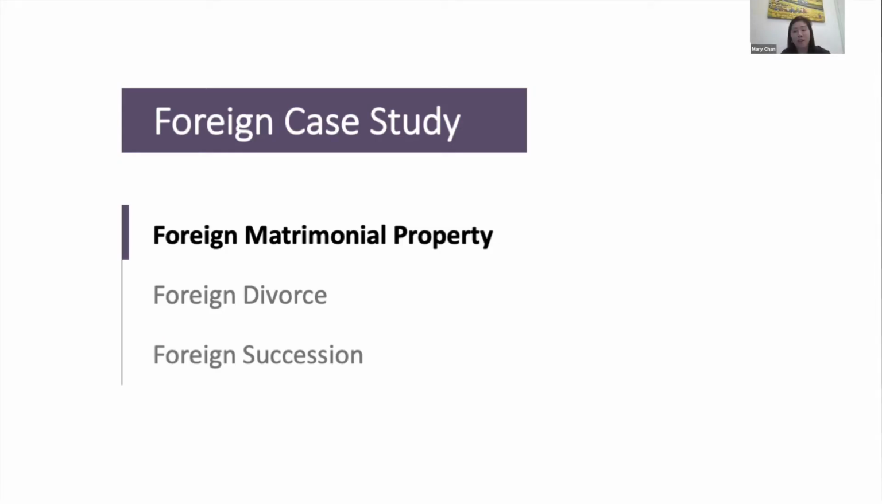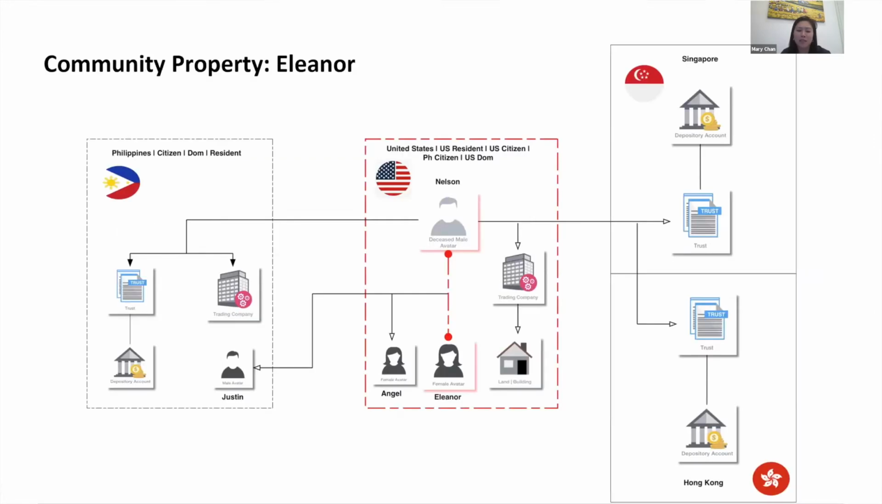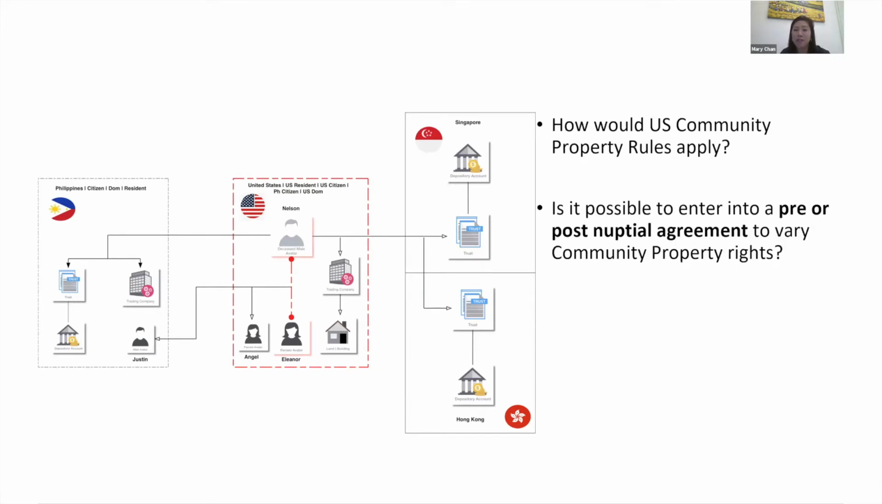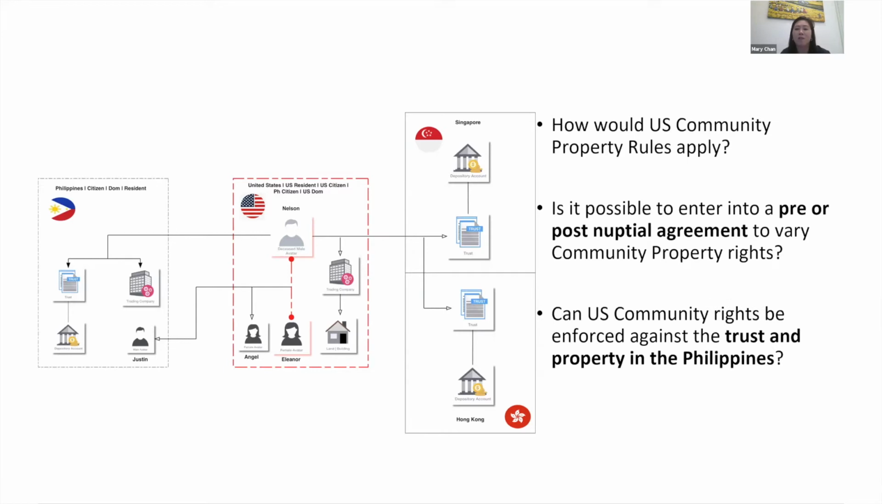Now, looking at the foreign aspects, we are looking into the community property law. Now, let's look at the foreign community property rules. Does Eleanor actually have the same community property rights as a US person? How would the US community property rules apply? Is it possible to enter into a pre and post nuptial agreement to vary community property rights? And can US community property rights be enforced against the trust and property in the Philippines?